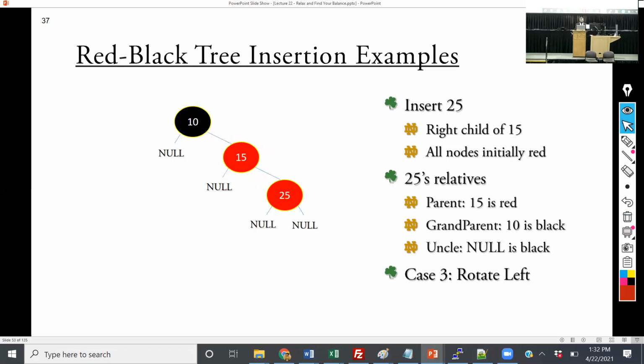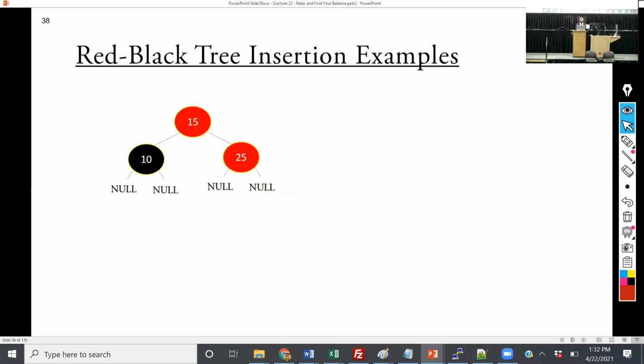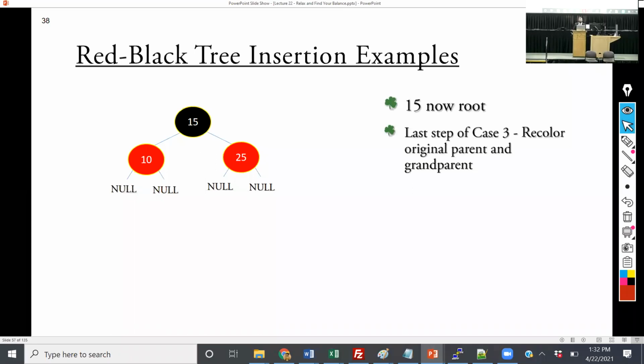Right, so we see here it makes the right child of 10 point to the left child of 15. The left child of 15 rotates. It moves over. Then we recolor the original parent and the original grandparent. The original parent was 15, and the original grandparent was 10. So now they are recolored. So now we've hit that case 3. Does everybody see that?